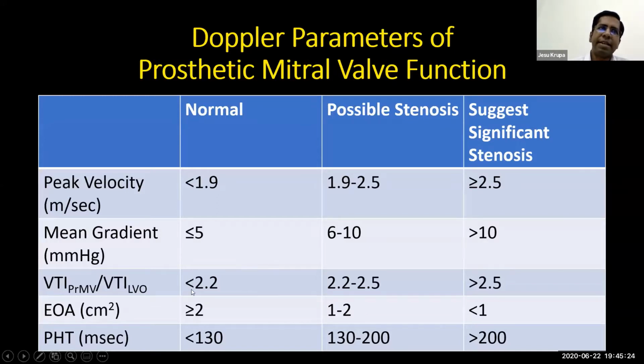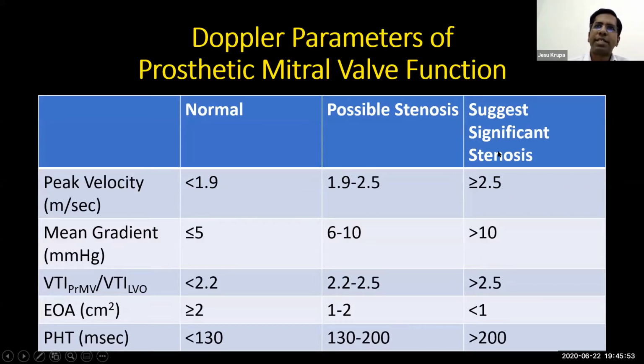The DVI or the Doppler velocity index, which is a ratio of the prosthetic mitral valve VTI by continuous wave Doppler, and LVOT VTI by pulse wave Doppler. The ratio of these two things is what is called as a Doppler velocity index, and that is less than or equal to 2.2. Effective orifice area, which we will see how to calculate, is greater than or equal to 2, and the pressure half time is less than 130.